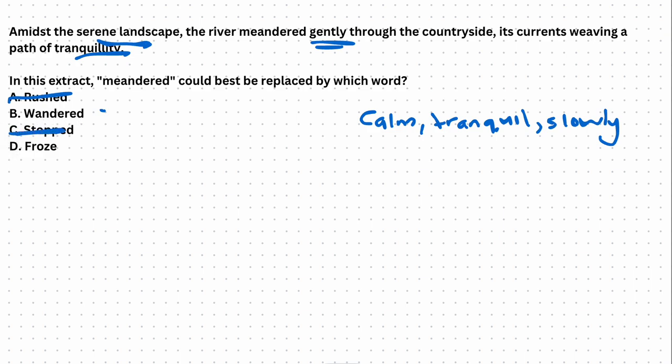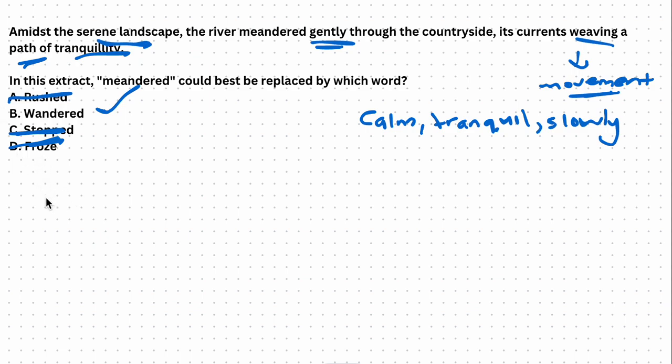And I think what I would suggest is, if you have this question, a word could be replaced by which word, I would read the sentence back and substitute the word. So I'd put, as I'm doing currently, I would take the word froze, and amid the serene landscape, the river froze gently through the countryside, its currents weaving a path of tranquility. And again, this idea of freezing, it's stopping quite abruptly, and it does not fit the sentence, which says that the currents are weaving a path of tranquility, because weaving suggests there's obviously some kind of movement. So besides stopping being kind of an abrupt word, this idea of weaving means a path. So there is an idea of movement. So I could automatically eliminate froze and I'd be left with wandered.